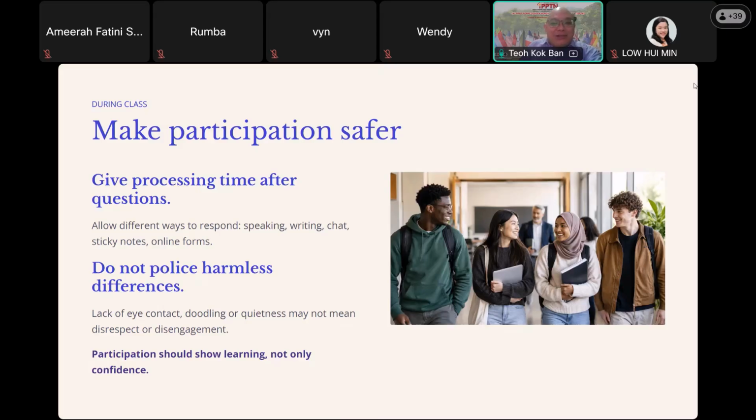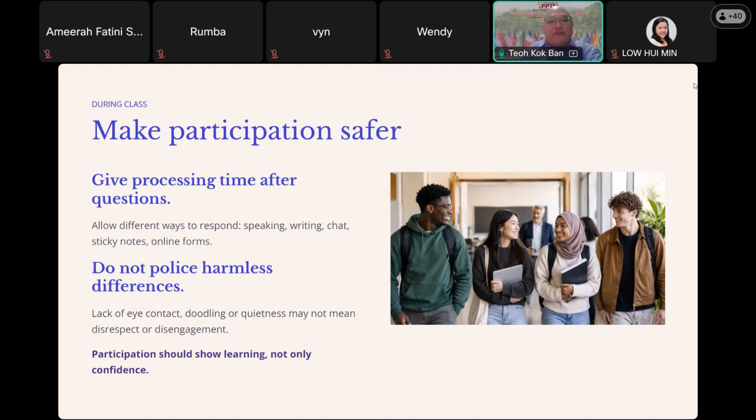And it does not automatically mean disengagement if they behave differently. So we should be careful about measuring participation only by confidence and visibility. So that is our traditional way. If the student seems confident, if the student is visible in front of us, then the student is engaged and participative. But that is not the way of measuring participation.